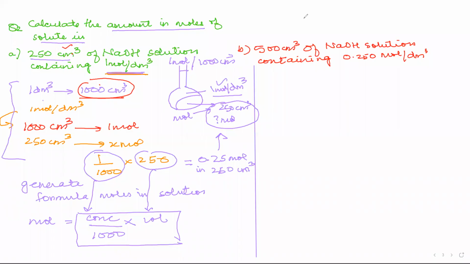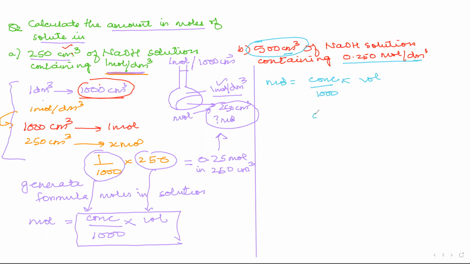Exactly the same thing. We need to find out the number of moles in a given volume. So the given volume to us is 500 and the concentration is given as 0.250 mole per dm cube, right? So here's a mismatch between the units cm cube and dm cube. So if we just straight away put the values in the formula, let's see, are we getting the answer? We will be using the formula here, or we can do it by the reasoning. It's up to you. So it's moles equals concentration divided by 1,000 multiplied by the volume, right?